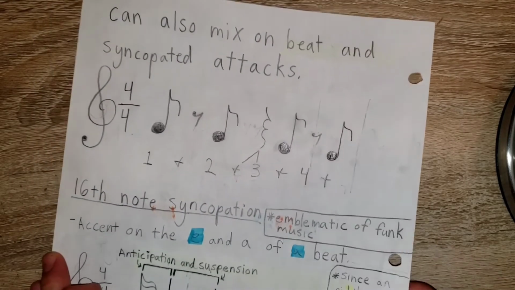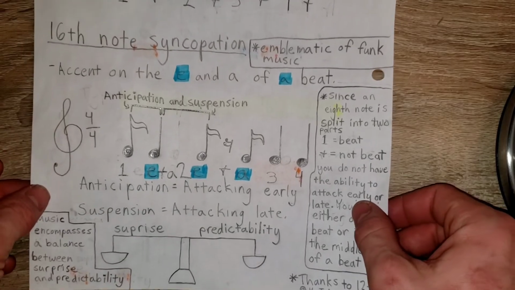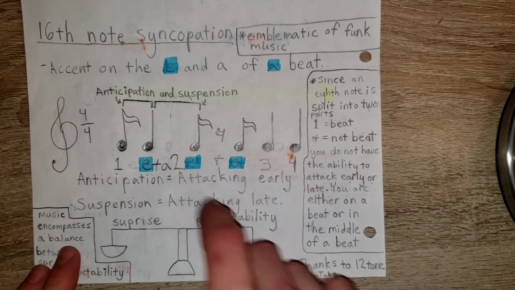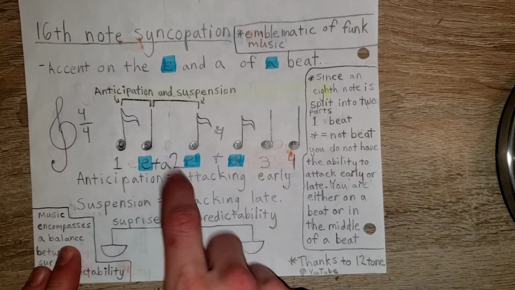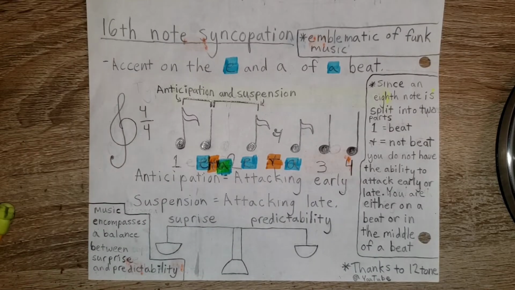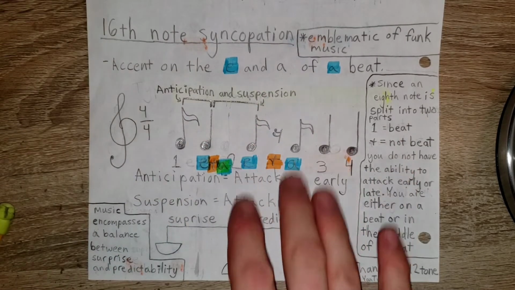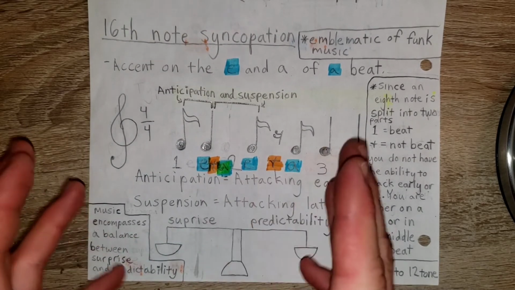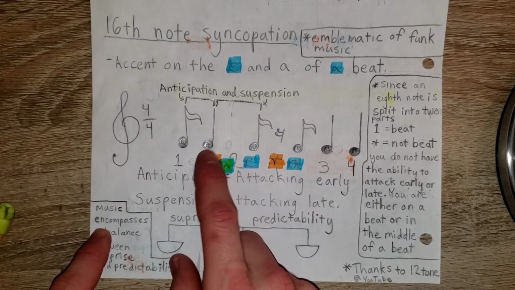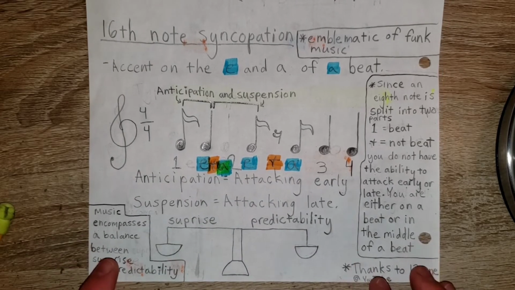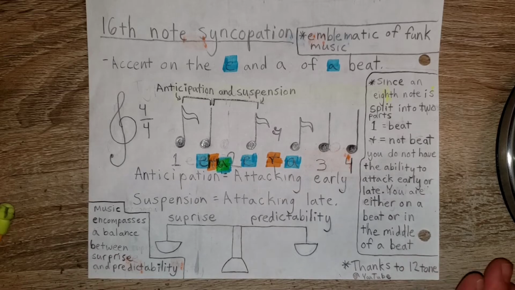Okay? And we have our 16th note syncopation. You could probably guess what this is. This is the notes landing on the E and. Okay, I don't know why that wasn't highlighted. Now it's highlighted, so you can probably see it a little better. That our 16th note syncopation, it's pretty obvious, are your E and your and. Okay?